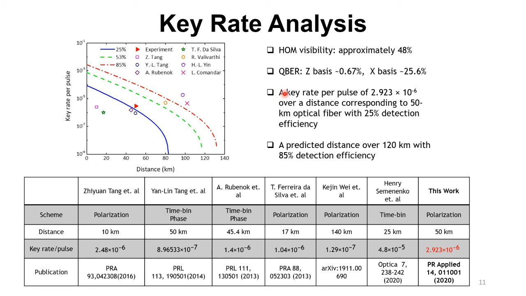And the key rate per pulse of our system is calculated to be about 2.9 times 10 to the minus 6 over a distance corresponding to 50 kilometer fiber length with 25% detection efficiency. And this value agrees well with the simulation results. And we can also see it's comparable to the results from other MDI-QKD studies, including 2 recent chip-based MDI-QKD systems.